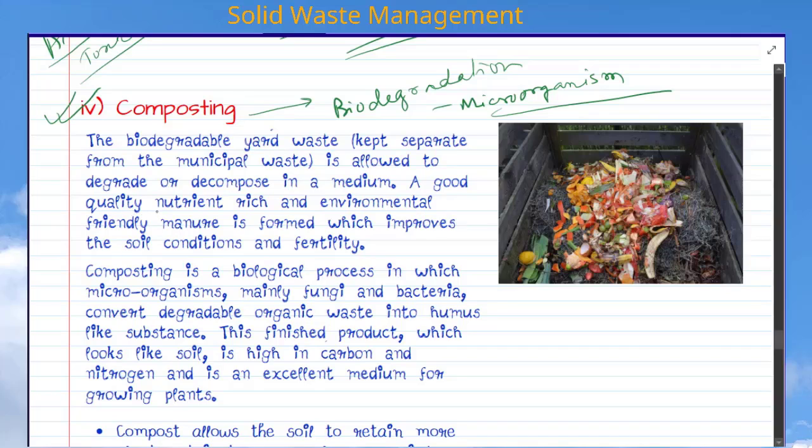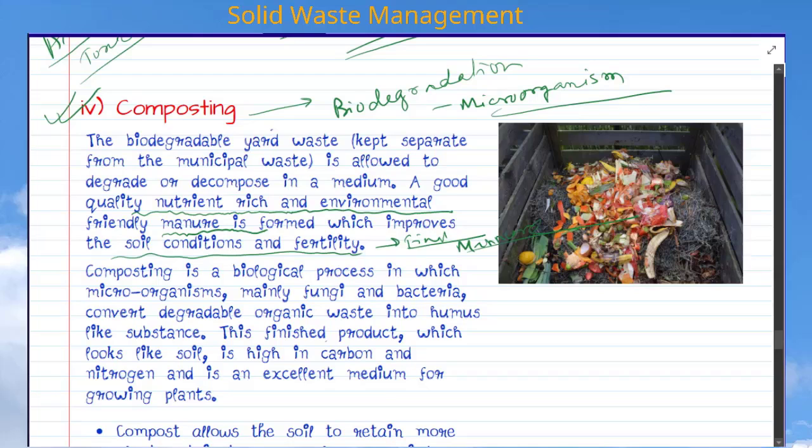As a result of this decomposition, a very good quantity of nutrients is produced, and this is very environmentally friendly. The compost produced from the composting process is a very good final product that can be used as a good manure.